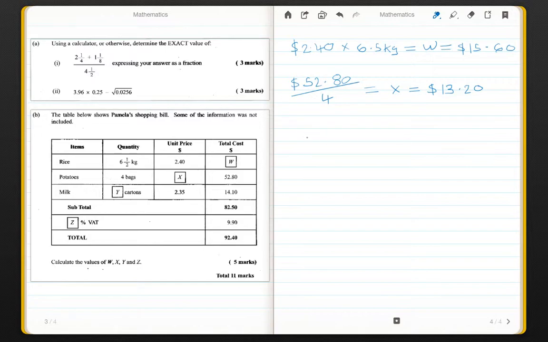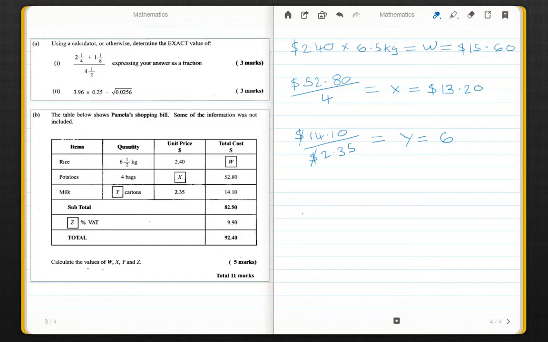Now, last on her list of items is milk. So we don't know how many cartons she bought, but we know the total cost and we know the unit price. So to find Y, which would be the cartons, we simply divide now the total price over the unit price. Your dollar signs cancel, and you're left now with the value for Y, which is 6 cartons of milk.